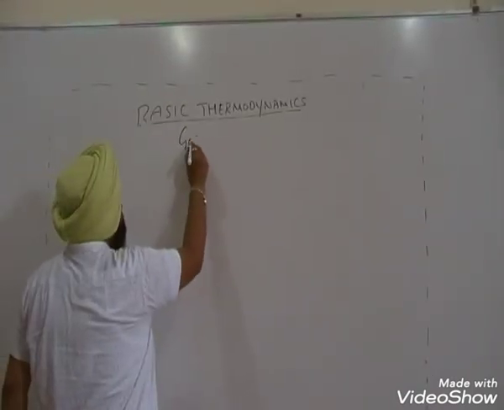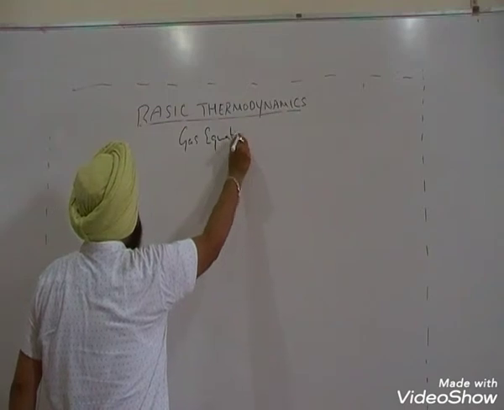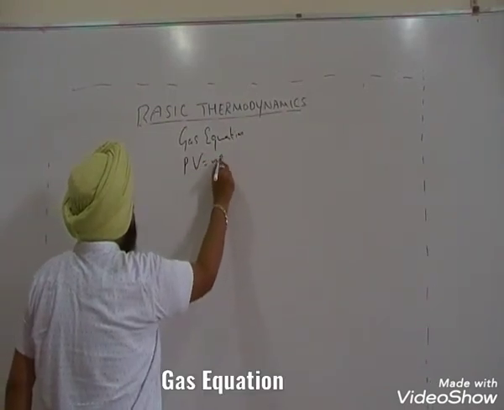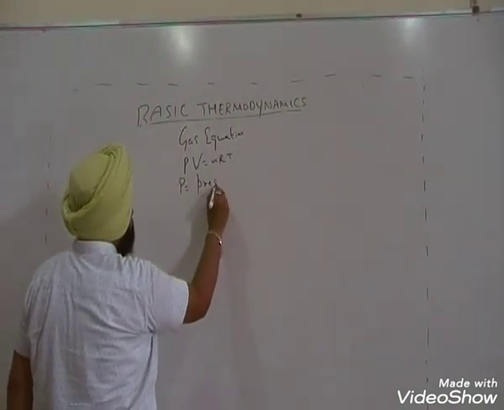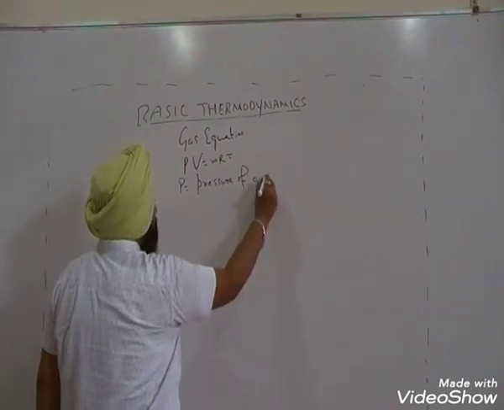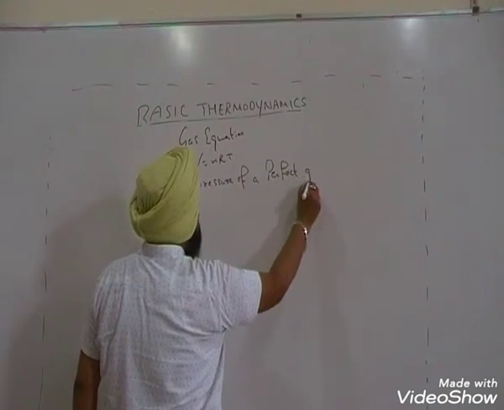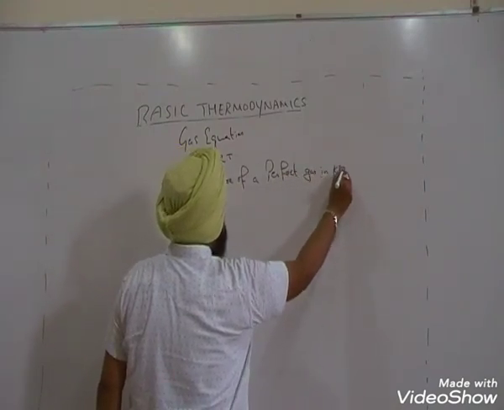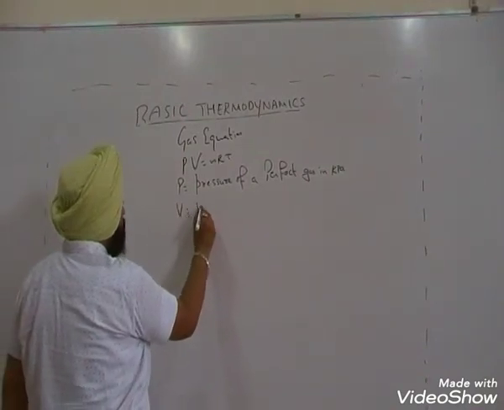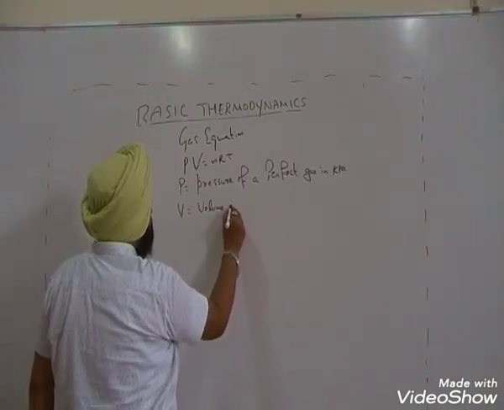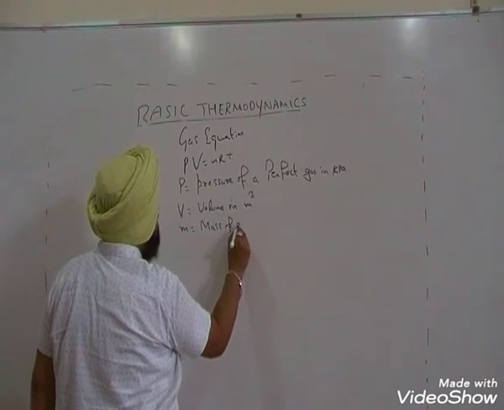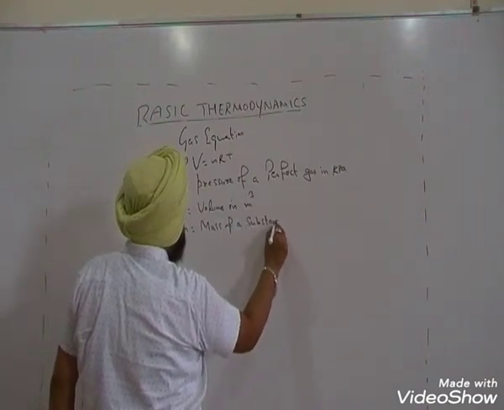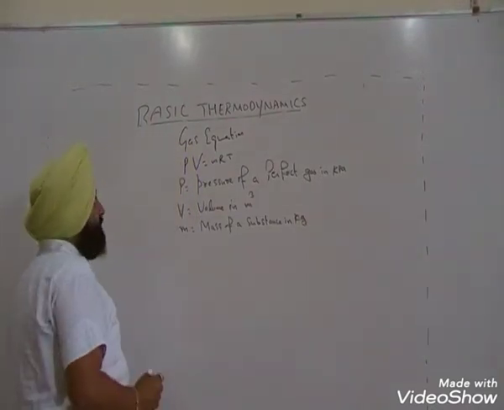Now I am moving towards the gas equation. PV is equal to mRT, the equation of state of a system, the gas equation. P is the pressure of a perfect gas in kilopascal. V is volume in meter cube. m is mass of a substance in kg. R is the gas constant.